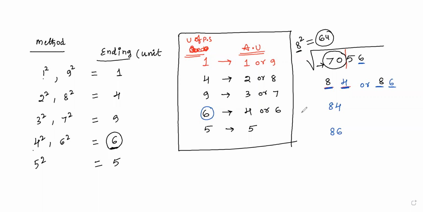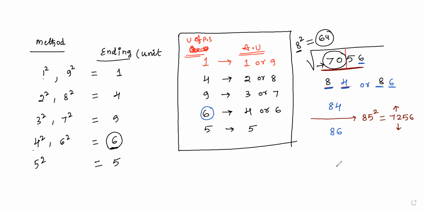For that, we use one logic here. Between 84 and 86, the number in between is 85 only. If you find 85 square, how much do we get? That is 7256 only. Am I right? Now tell me, the given number 7056 appears above or below 7256? It comes earlier than 7256, not after 7256. Am I right?